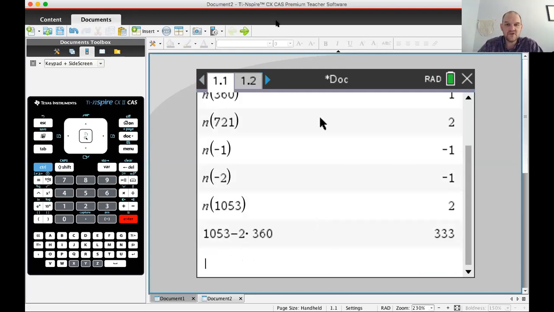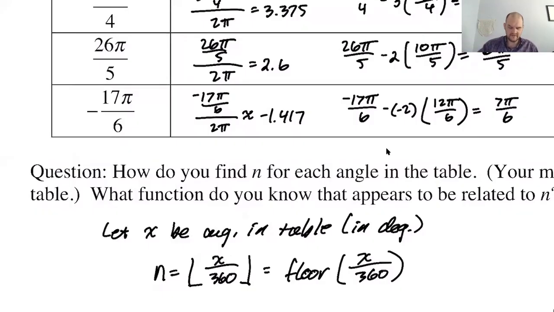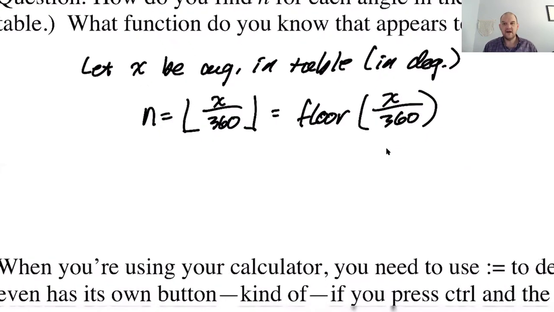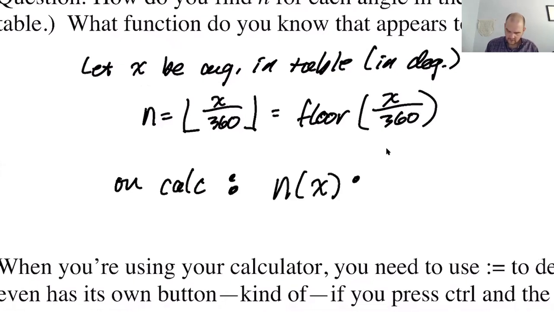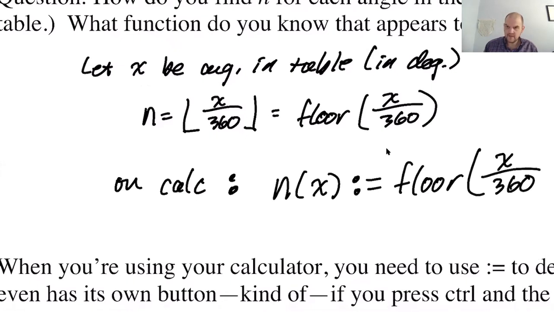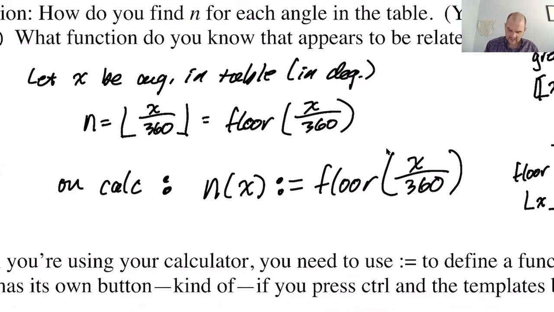All right, so I think that's all we really need to talk about in this video. I'm going to go back to the notes. Sometimes you've got to grab the top right corner and swipe down. Sometimes I miss it and then it just goes crazy. So I'm going to say on the calculator, you can do n of x colon equals. So colon equals is a big deal. Floor, which I just type, and then x over 360, and you close your parentheses. The key highlight of this is the colon equals. Calculator should say done after that, and then you're ready to use it.